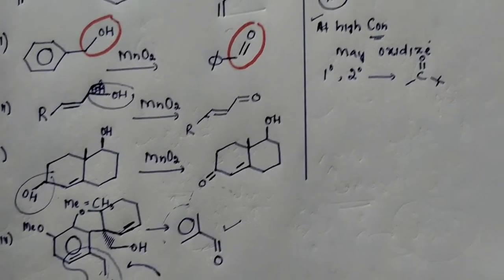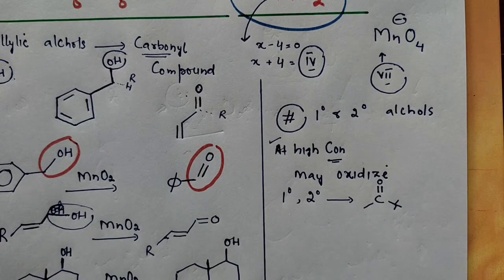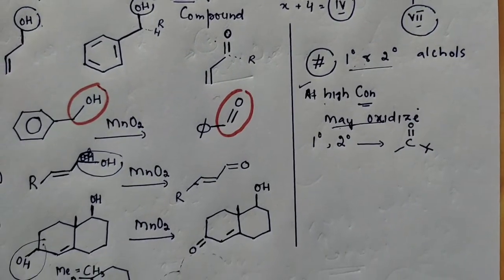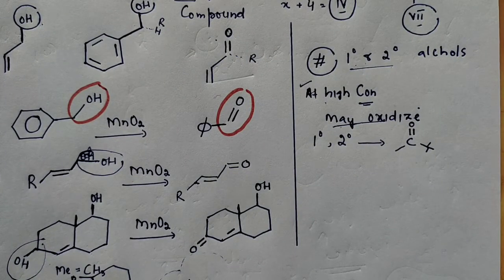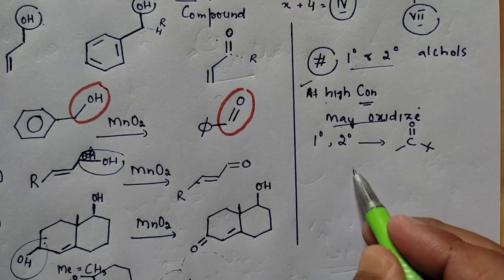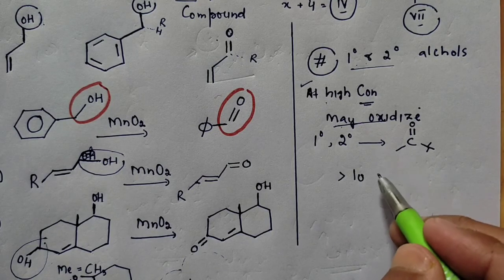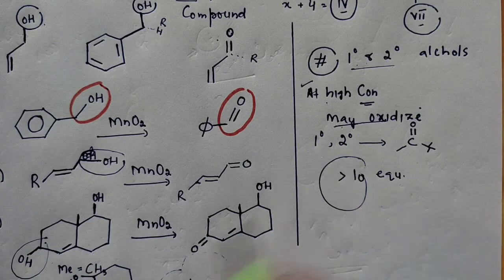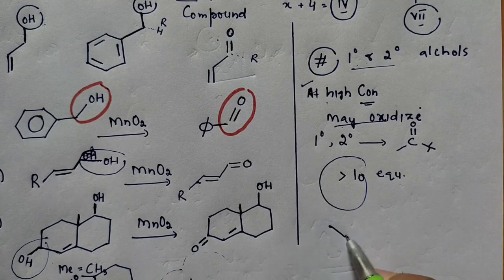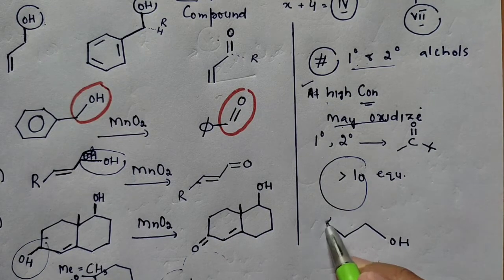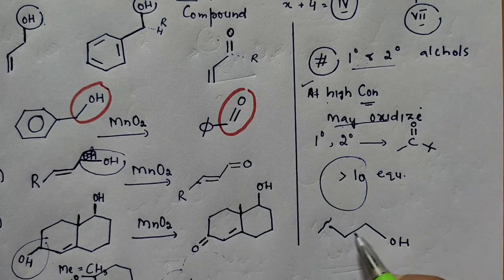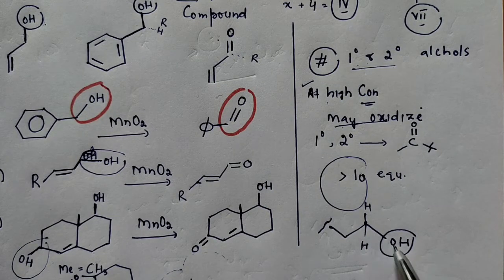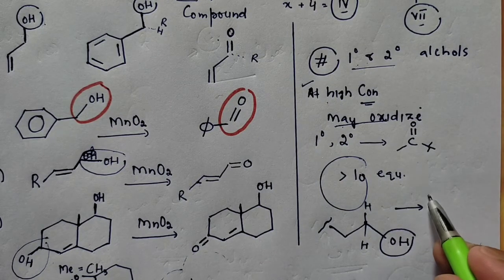Now, if we move to this portion of the question, it doesn't oxidize 1 degree and 2 degree alcohol, but at high concentration it may oxidize. Let's take one example of this. If we have high concentration, usually you can assume 10 equivalents, greater than or equal to 10 equivalents. Okay, I will not discuss equivalents here, we'll see sometime. So what will happen if you have this kind of alcohol? This is a primary alcohol and then there is something attached. So this is purely a primary alcohol because this OH is attached to a carbon which is primary. So what will happen? This OH will get converted to carbonyl. So you get this type of transformation here.